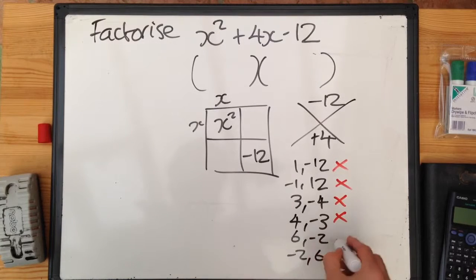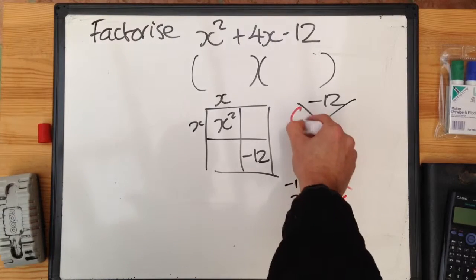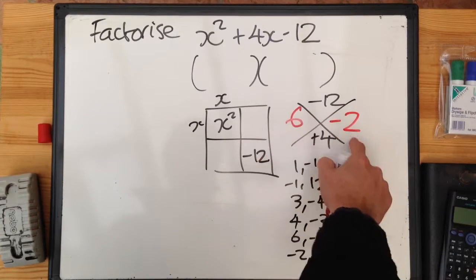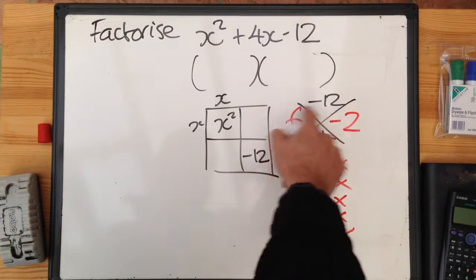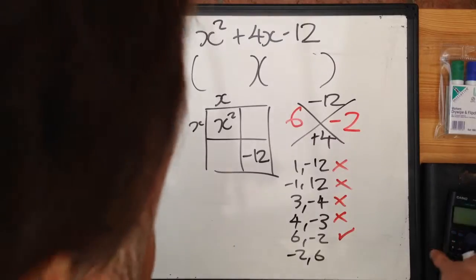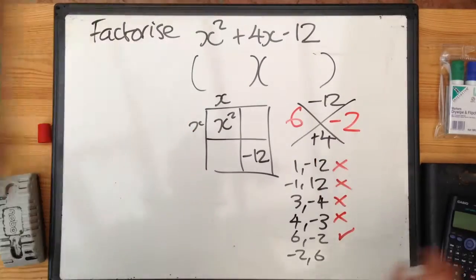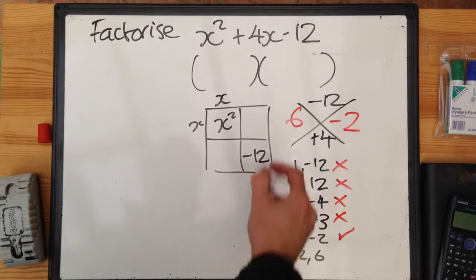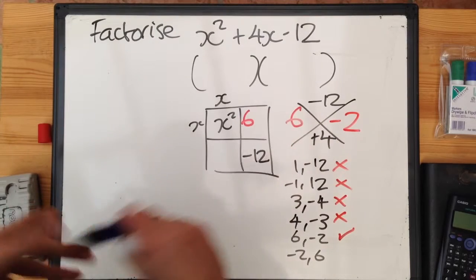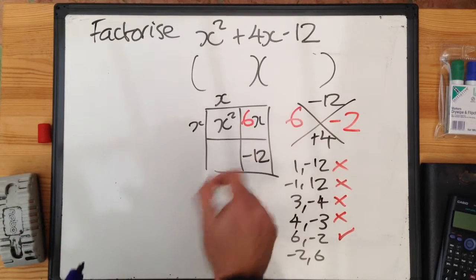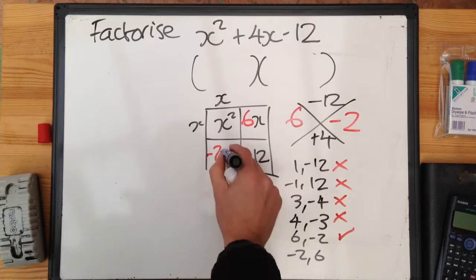6 add minus 2 is 4. Brilliant. So that is our pair of values. 6 times minus 2 is minus 12. 6 add minus 2 is 4. And again, if you're not sure about the negative numbers, use your calculator. So these terms here are 6x and minus 2x.